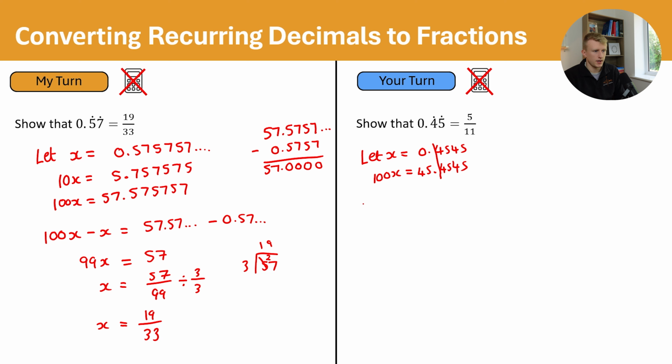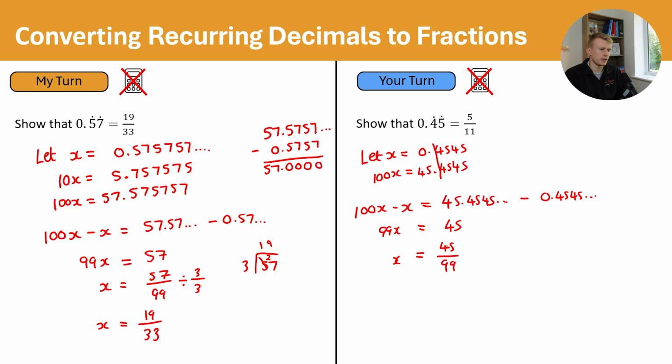I can then do 100x subtract x, and that's going to be equal to 45.4545... subtract 0.4545... 100x subtract x is 99x, and 45.4545... subtract 0.4545... is 45. Divide both sides by 99, so x is equal to 45 over 99.